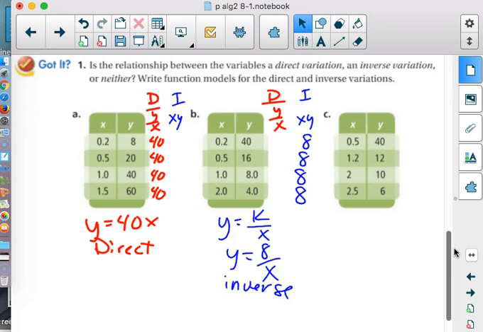See a lot of neithers written down for C. Agree? Yeah. Again, just because they're not direct or inverse doesn't mean there's not a relationship. It's just not the relationships we're studying right now. So we'll just write neither and move on our way. There wasn't any one number that showed up when you did the division or one number that showed up when you did the multiplication. So you move on.